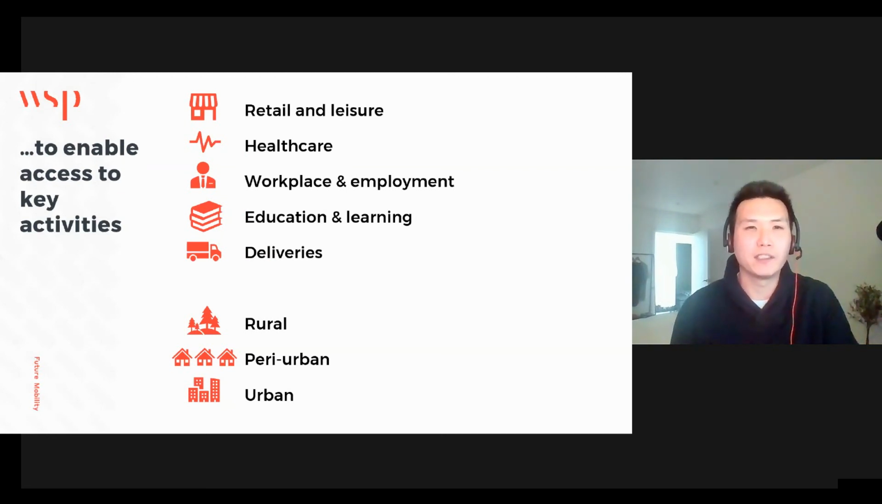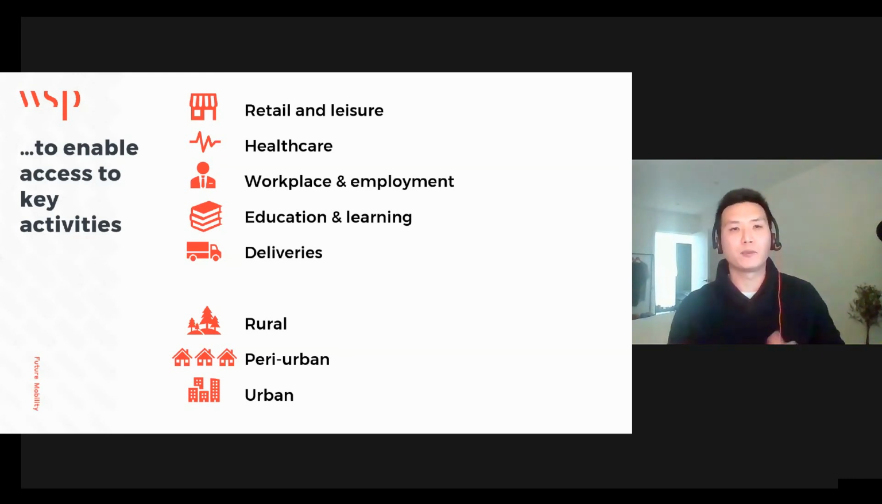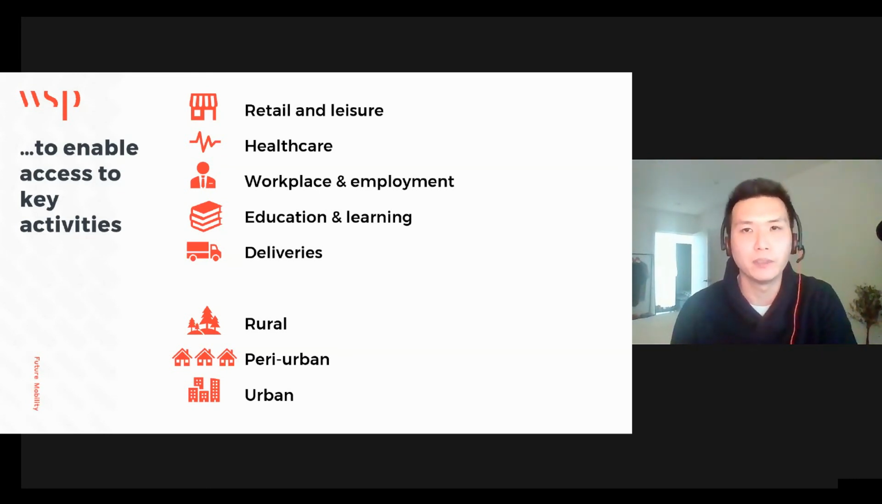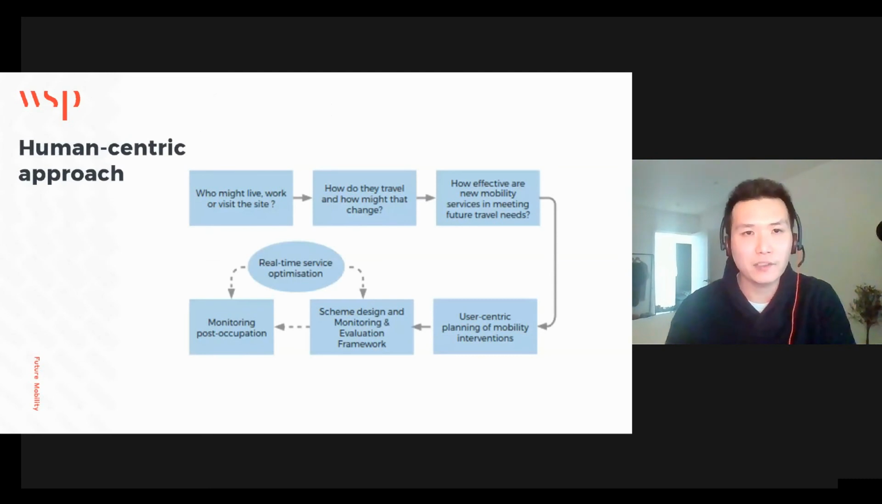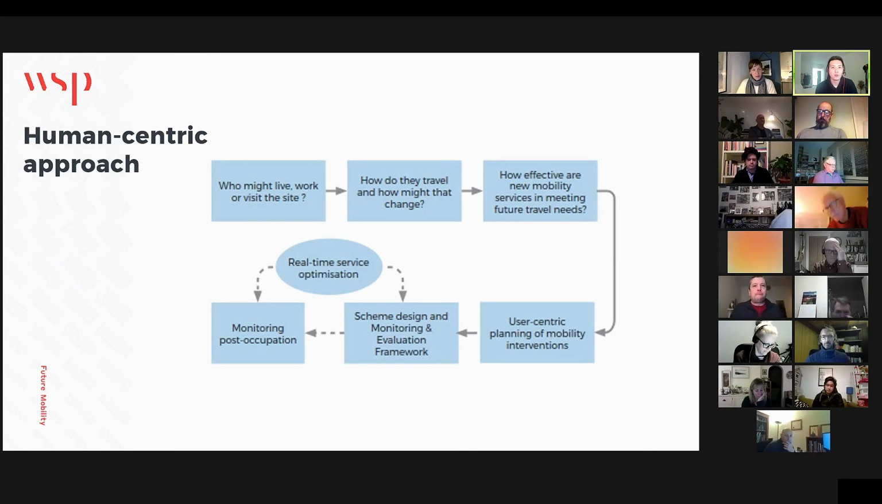Again, we've got to think about the different places and the activities that are taking place. So retail and leisure, healthcare, workplace and employment, education, deliveries, and then thinking about the difference between rural, peri-urban, and urban. So this is a bit of a flowchart in terms of the thought process behind user-centric. So initially, who might live or work or visit the site that we've got as the project? How might they travel now and how might they travel into the future?